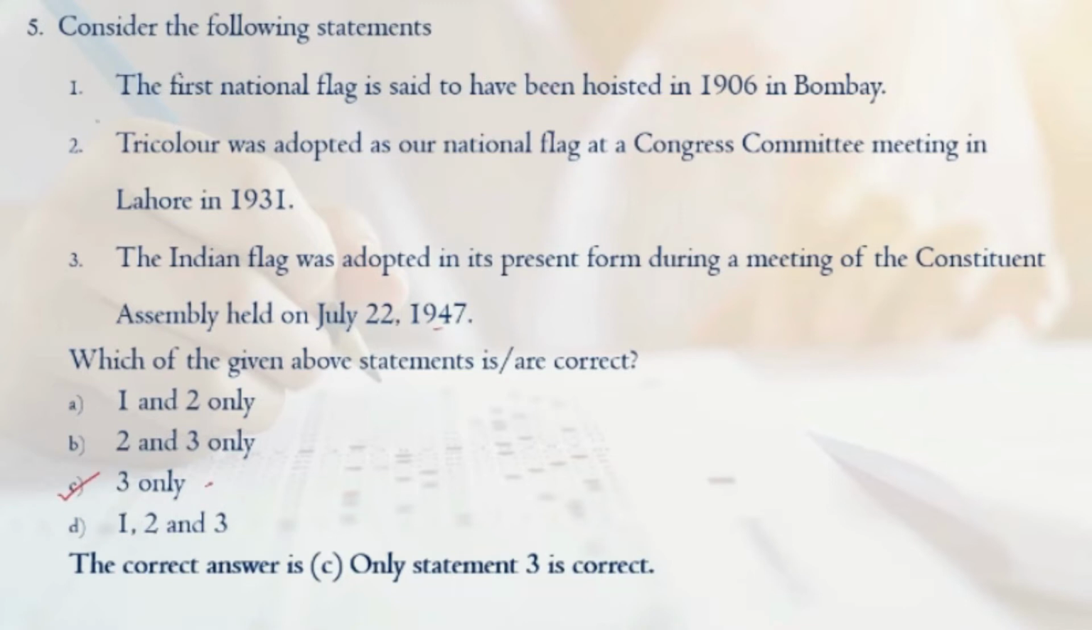Statement 1 is not correct because the national flag, which consisted of horizontal stripes of red, yellow and green, is said to have been hoisted on August 7, 1906 at the Parsi Bagan Square near Lower Circular Road in Calcutta and not in Bombay. Statement 2 is not correct because after undergoing several changes, the tricolour was adopted as our national flag at a Congress committee meeting in Karachi, not Lahore, in 1931.